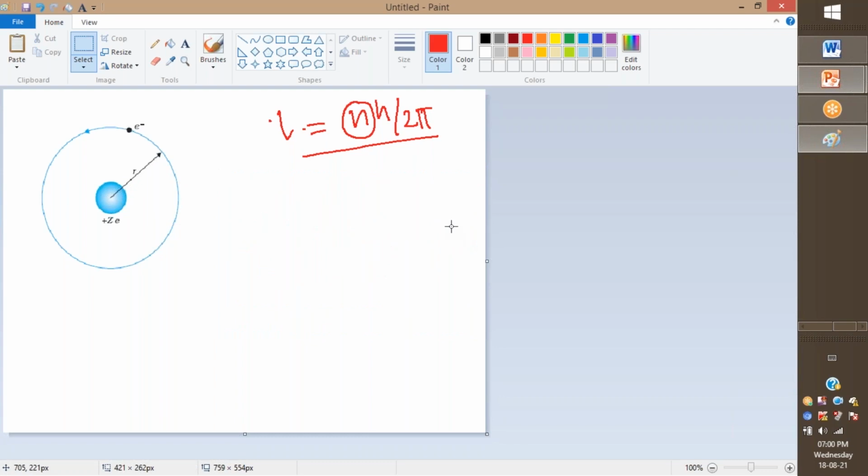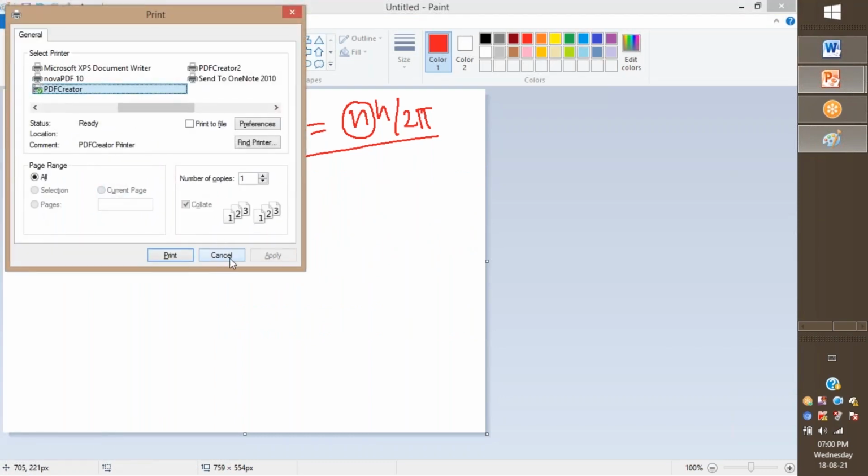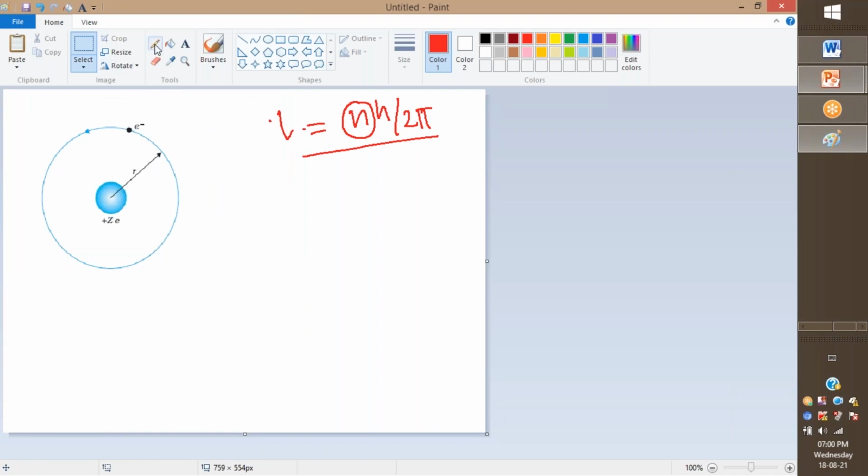When an electron is executing a circular motion, if the electron is moving in this direction, then the current will be flowing in the opposite direction. You learned in your second chapter that the current flows opposite to the direction of motion of the electron. Since the charge is moving in a circular motion, it creates an orbital current. That's what we can call orbital current.